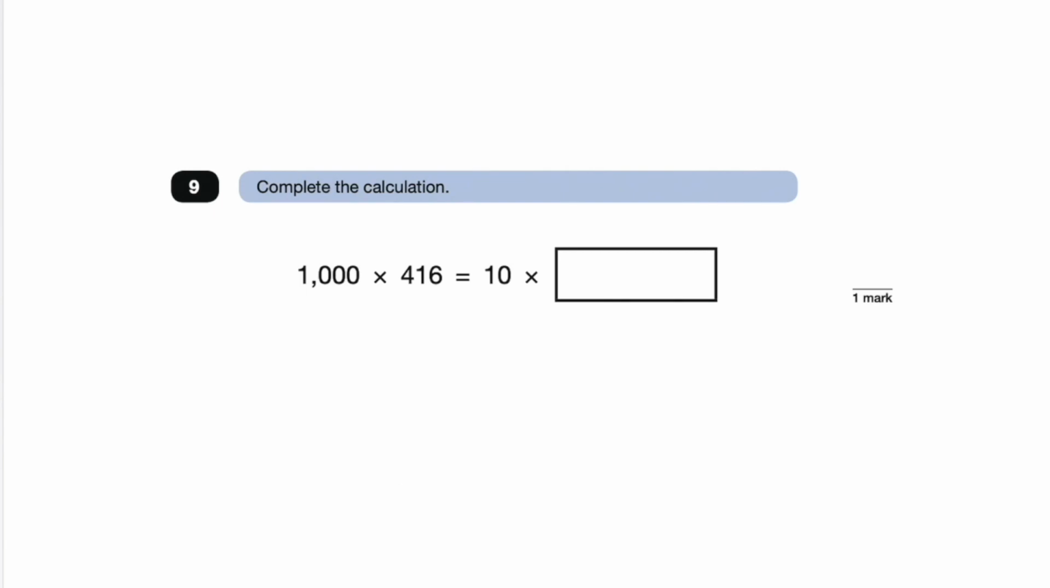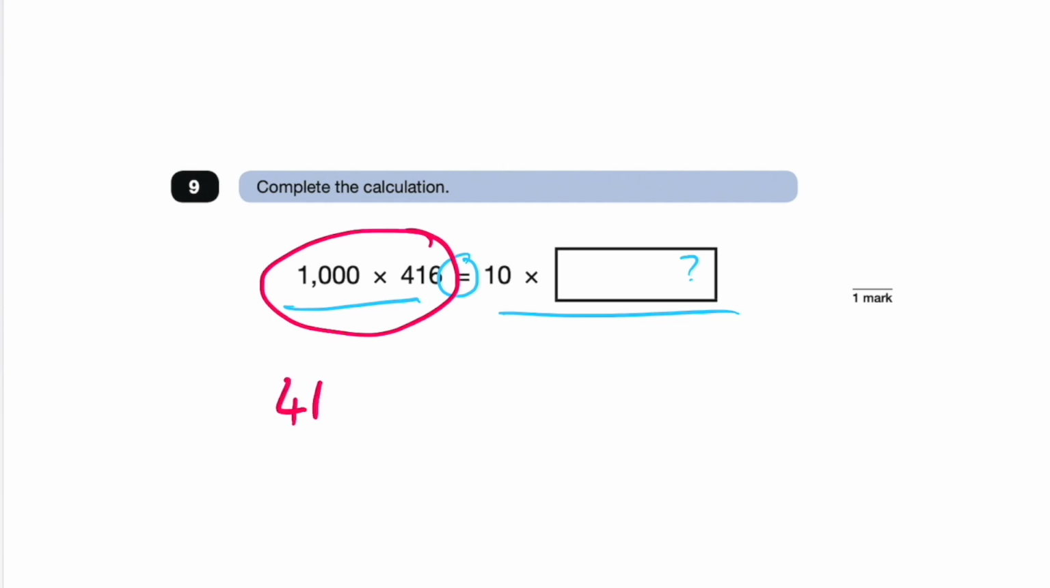Question 9 is wanting us to look at this equation. It's an equation because we have this equal sign and we have 2 things either side of it. But we have this missing value. So what it's saying is that 1,000 times 416 is equivalent or the same as saying 10 times something. So let's first work out this side of the equation first. 1,000 times 416. Well, we're going to use our place value knowledge and know that if it's 416 times 1,000, we're going to end up with 416,000.